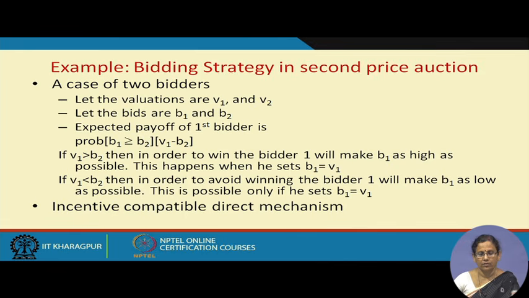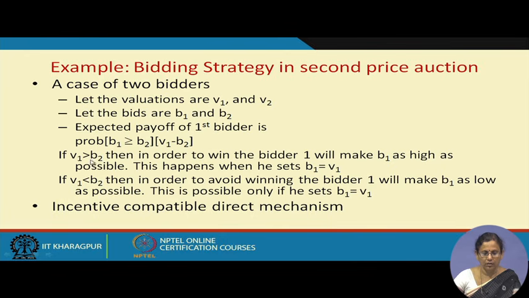So, therefore, I will be trying to make my bid as high as possible, so that my probability of winning is very high. So, how much can I go? I can go up to my valuation. I have 50 lakh rupees in mind for buying an apartment. So, I cannot go beyond that. So, I will be going up to that.